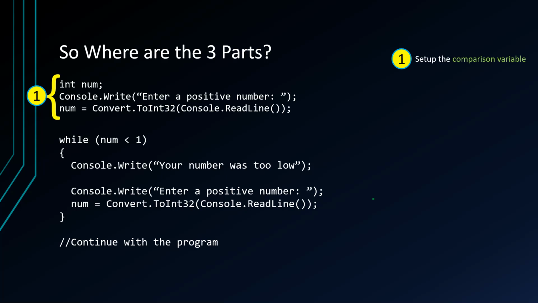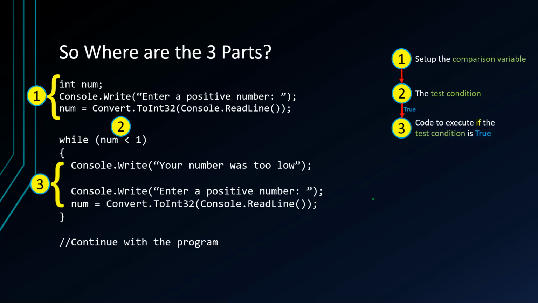The next thing we need to do is test that comparison variable. We need to go to the test condition. Well, where's that? There's that test condition right there inside the while loop: while num is less than 1. Okay. If that test evaluates to true, it's going to enter the loop and execute all the code within. Code to execute if the test condition is true: all 3 lines from top to bottom.